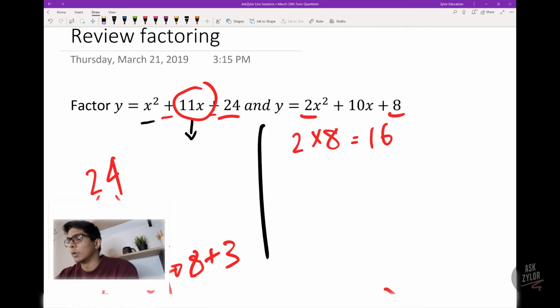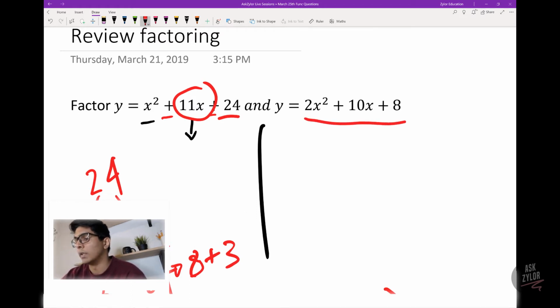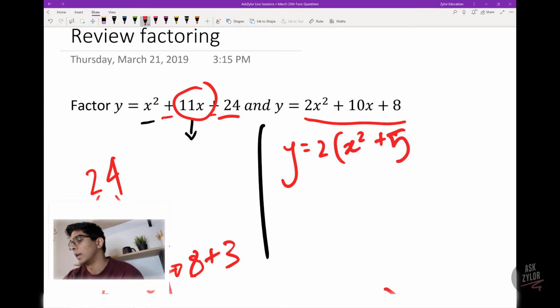Let's go ahead and try to factor the next equation. Once again, my first step should be to see if there are any common terms that I can factor out. It looks like I can factor out 2 from each of these terms, so I'm going to do that. So y is equal to 2(x squared plus 5x plus 4).